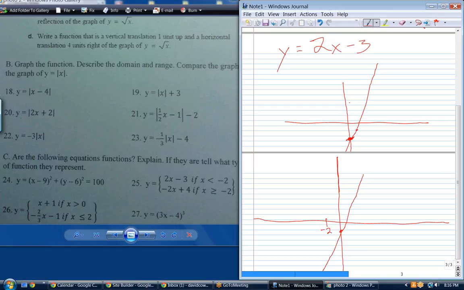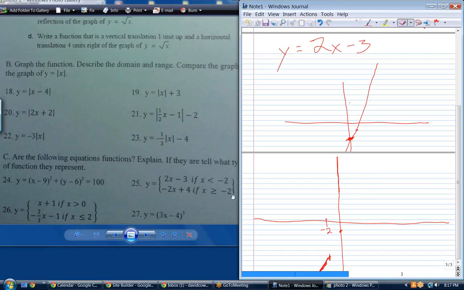So what it's saying is that the function is going to look like 2x minus 3, but only when x is less than minus 2. Well, where is that? That occurs right about there. So the only part of this function really is this part right here. And I can erase the rest of it. So far that's what we've got.